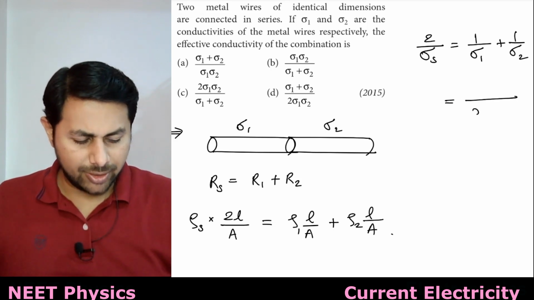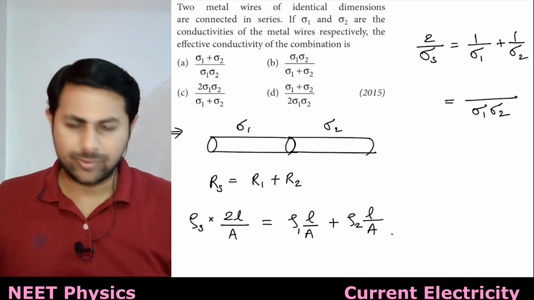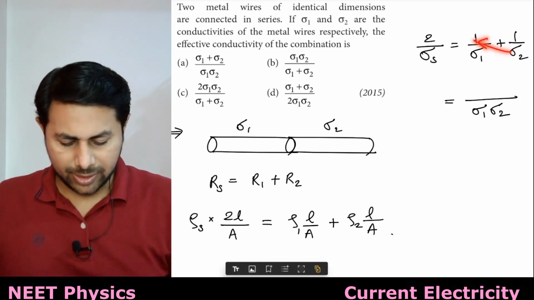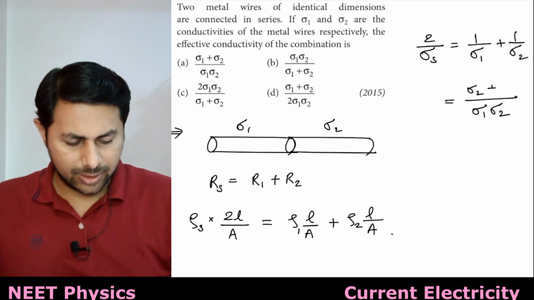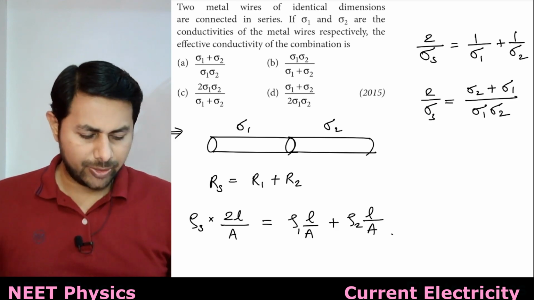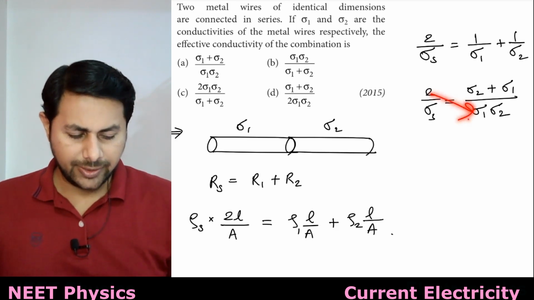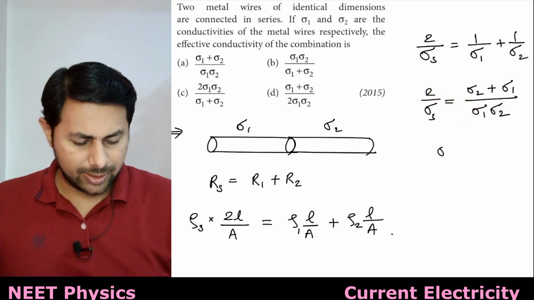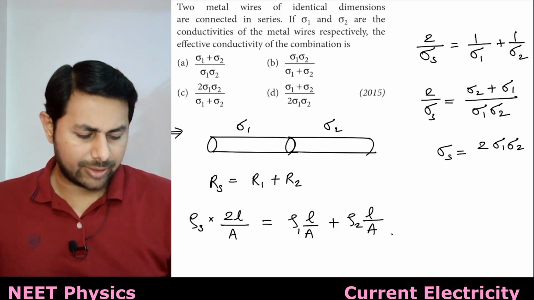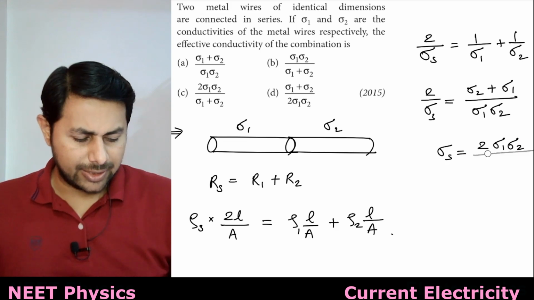So you can make the denominator the same, it's sigma 1 sigma 2, right? Then multiply this term with sigma 2, the other term with sigma 1, that's 2 by sigma s, and then take reciprocal and move 2 on this side. So sigma s is equal to 2 times sigma 1 sigma 2 divided by sigma 1 plus sigma 2.